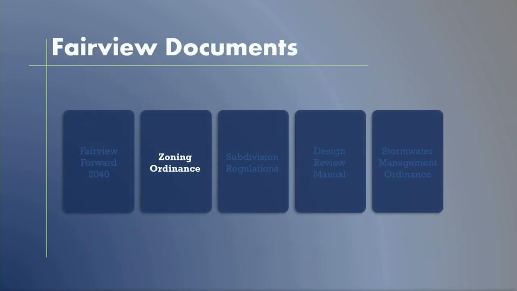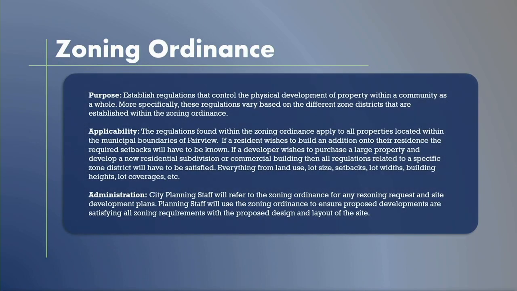So the next document is the zoning ordinance. Again, this is the specific regulations in terms of each property in your city has a particular zone on it. Each zone has their own specific regulations, whether that be lot size, lot width, setbacks, yard lines, lot coverage. All of this that's in the zoning ordinance.